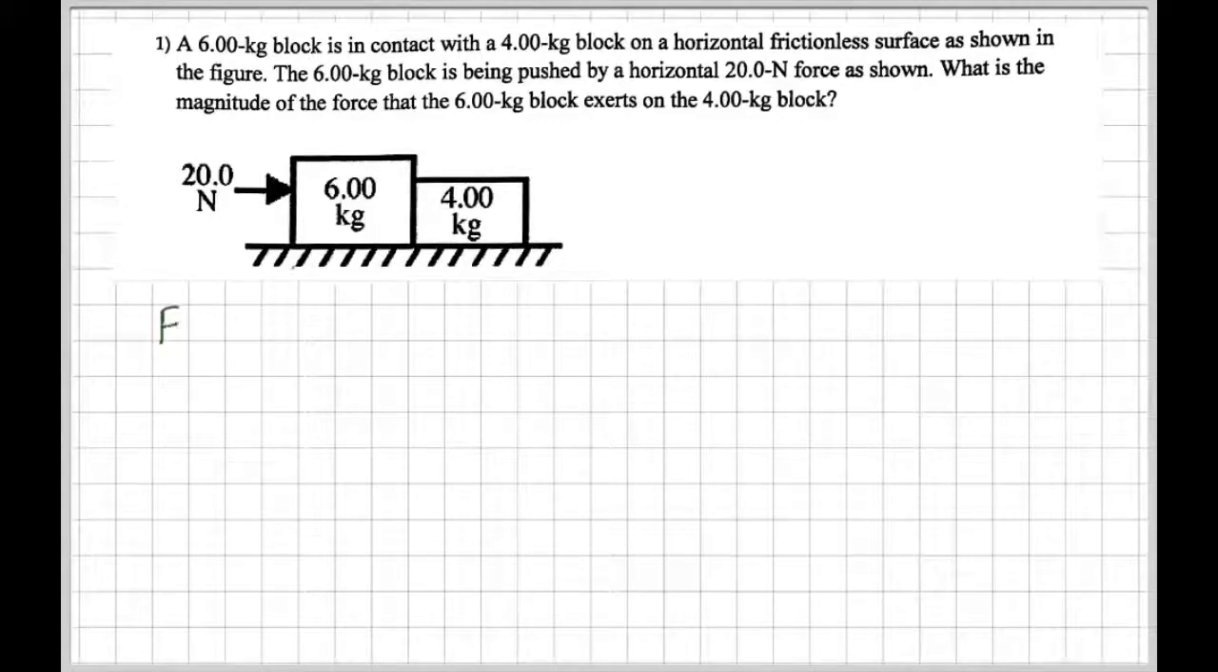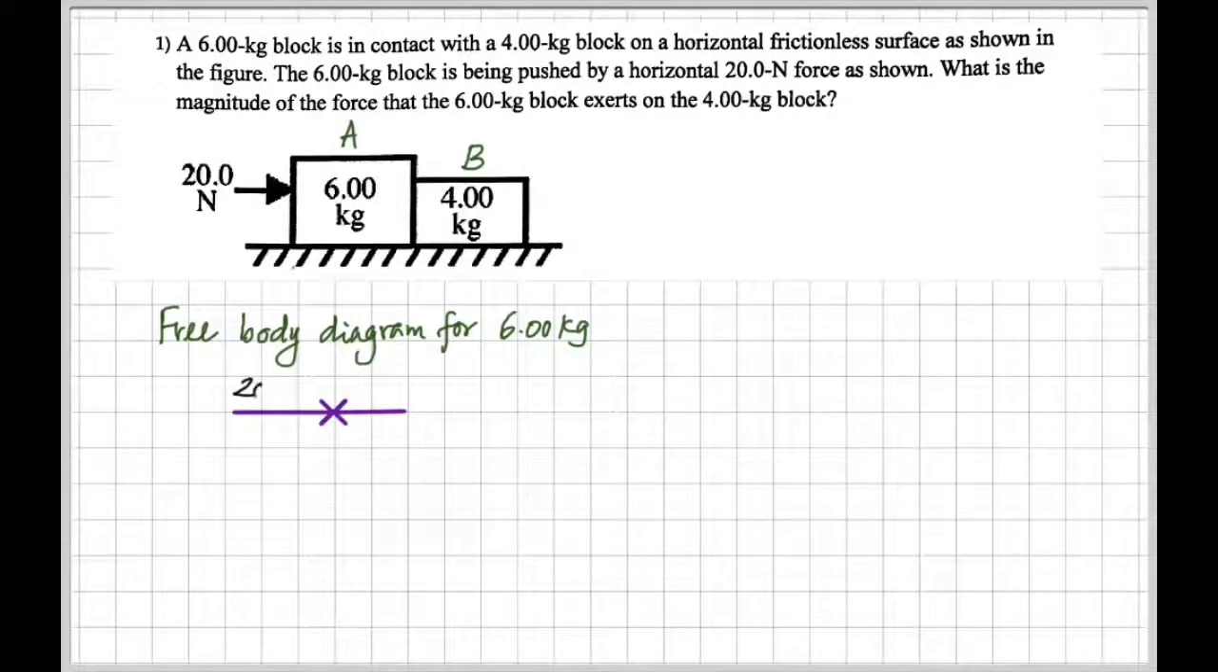So when we consider the 6 kilogram object and draw the free body diagram, there are only two forces that act on it. I've called it A and B just to make it easier. The two forces that act on the 6 kilogram are the 20 Newton force that's applied and the force applied by B on A, pushing back. It's actually a reaction force, which is represented as FAB, which is to be read as force on A by B. So those are the only two forces. And therefore the net force is going to be 20 minus FAB.